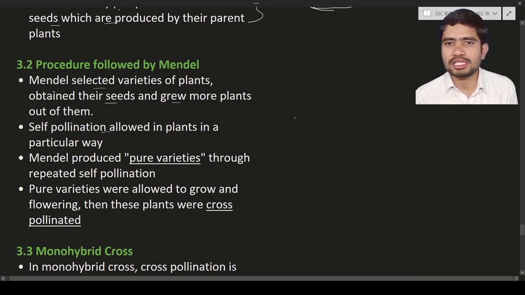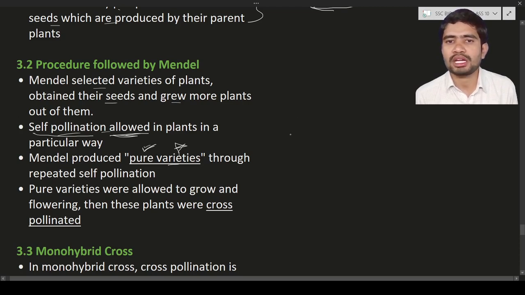Okay, self-pollination was allowed in a plant in a particular way. First of all, whatever seeds he obtained, he did self-pollination. What is self-pollination? It means the pollination within the same flower. So as a result, by doing only self-pollination, he produced the pure varieties. Remember, this is important. How do you produce the pure varieties? Pure varieties of a particular plant can be produced by self-pollination only. Just now we discussed what self-pollination is: transfer of pollen grains from anther to stigma of the same flower. Through this self-pollination, he produced the pure varieties.